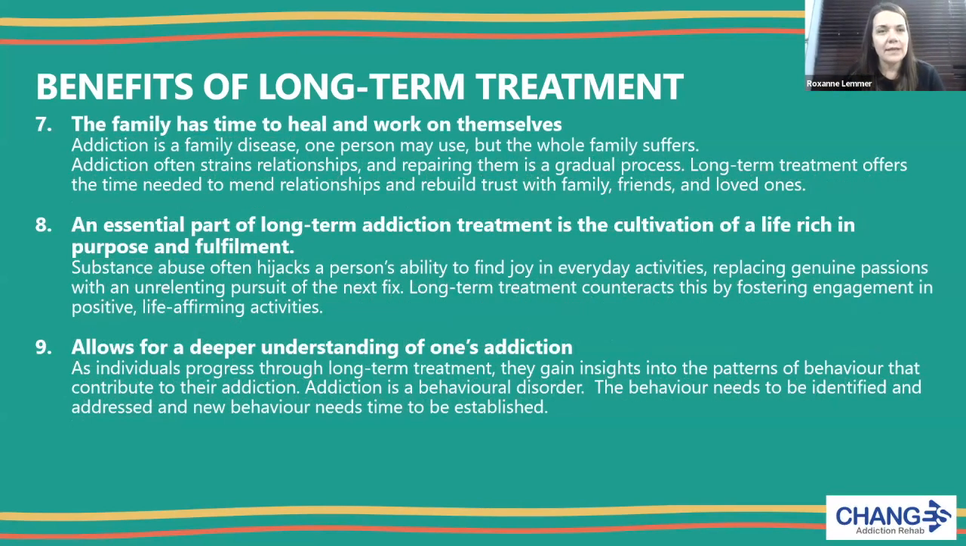Number 7, the family, which is you, has time to heal and work on themselves. So we often say that addiction is a family disease. One person may use, but the whole family suffers. Addiction often strains relationships, and repairing them is a gradual process. Long-term treatment offers the time needed to mend relationships and rebuild trust with family, friends, and loved ones.